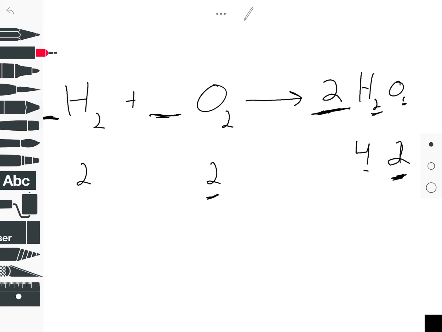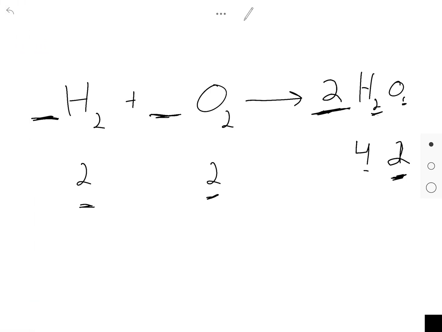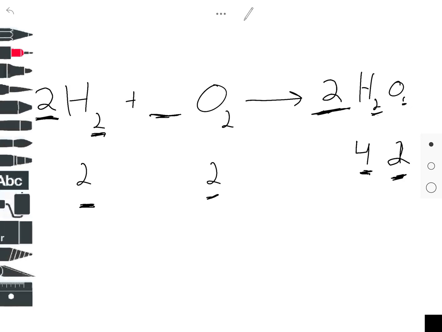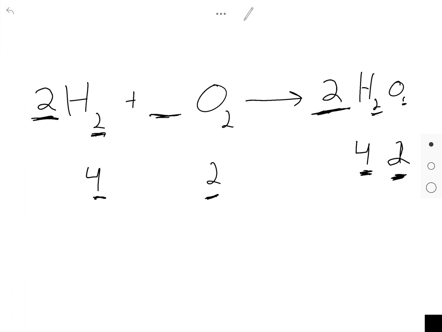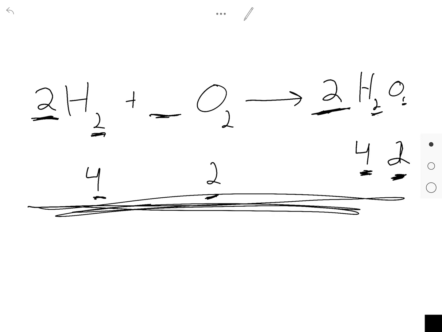So now we have 4 hydrogens and 2 oxygens. The oxygens match on both sides, but the hydrogen doesn't match. Okay? Because this hydrogen is 2 over here. So what can we do to get this hydrogen to become 4? Well, we know that it's 2 hydrogens per molecule. And what can I multiply 2 by to get 4? Well, the answer is 2. So I'm going to put a 2 here. So that changes this to a 4. And now it matches. 4 on this side, 4 on this side, 2 on this side, 2 on this side. Okay? So 2 hydrogen molecules plus 1 oxygen molecule equals 2 water molecules. So this is the reaction that was actually happening when we did our blowing up the gas in our class.